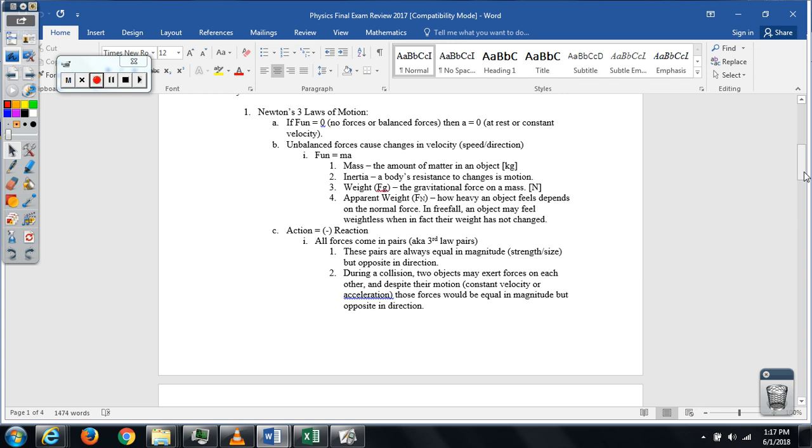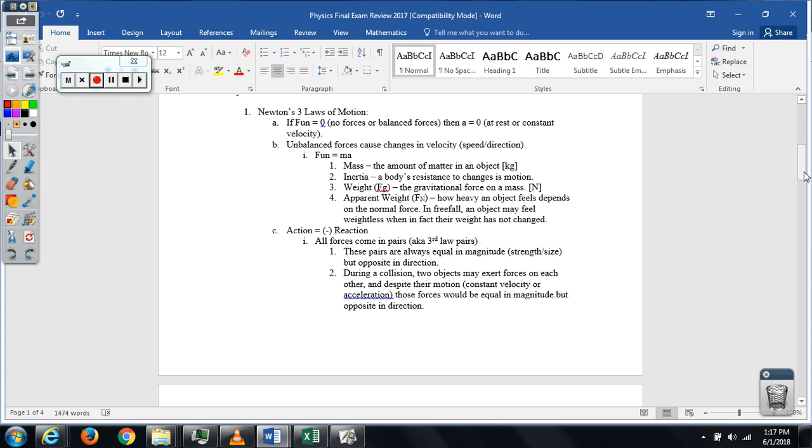Mass is always in our class measured in kilograms, and it describes the amount of matter in the object, which is another way for us to quantify the property that objects have that we call inertia, which is a body's resistance to changes in motion.